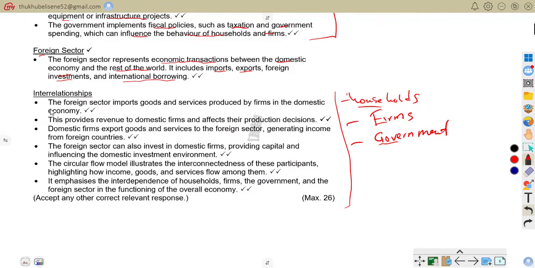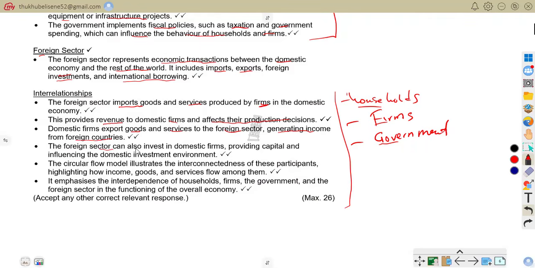So let's come to the points that are given in the relationships. The foreign sector imports goods and services produced by firms in the domestic economy. Hope you understand it. This provides revenue to domestic firms and affects their production decisions because of importing goods and services from firms or businesses in another country. It gives the domestic firms revenue. Domestic firms export goods and services to the foreign sector. Also, this generates income from foreign countries.